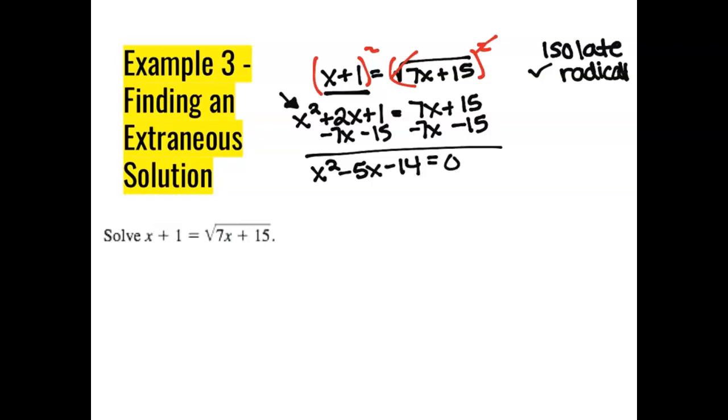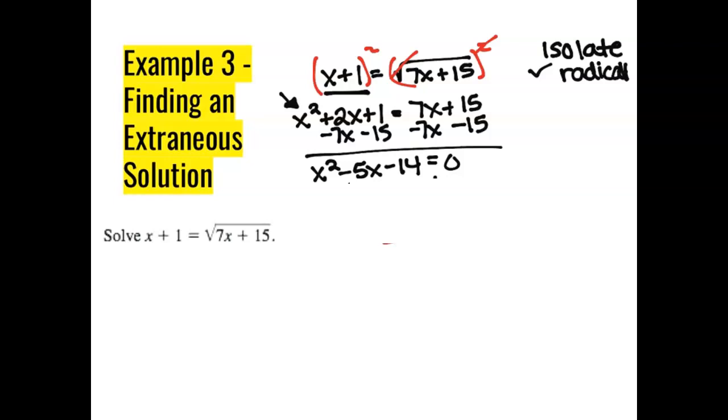Alright, now I have a quadratic in standard form, and I'm going to solve this using one of my strategies: completing the square, factoring, or the quadratic formula. This time I'm going to factor. I'm thinking about what two numbers add to -5 and multiply to -14. And the two numbers I get are -7 and +2.